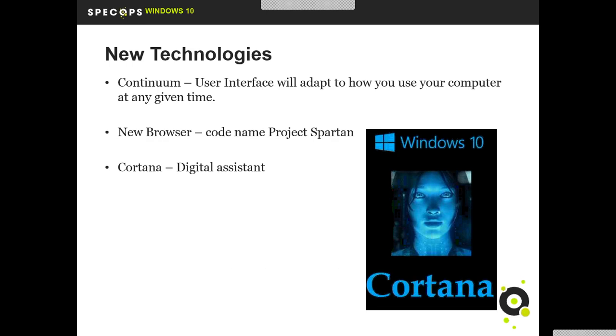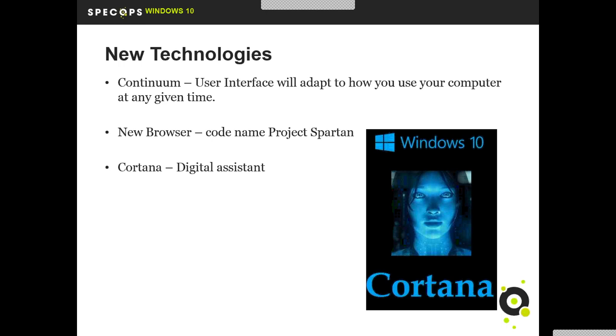The new technologies. One thing is going to be Continuum. It's going to allow you to auto-sense what device you're using or features of a device and adapt easily. So for an example, if you're using a Surface Pro with a keyboard, take off this keyboard, it's going to automatically pop into tablet mode. So it's however you're using your device, it's going to adapt on the fly for you to do that. So good continuous experience.